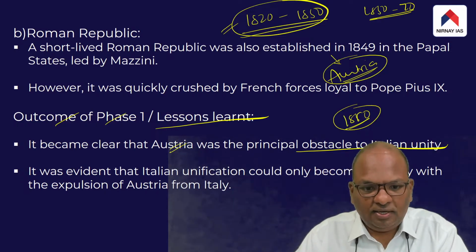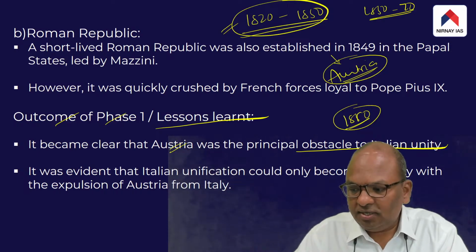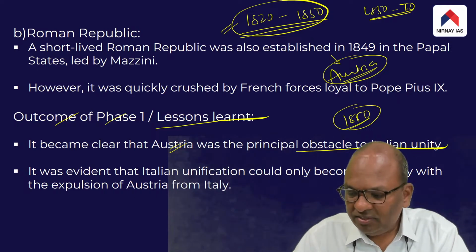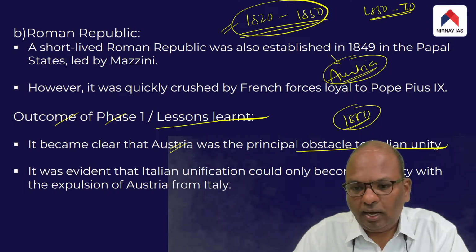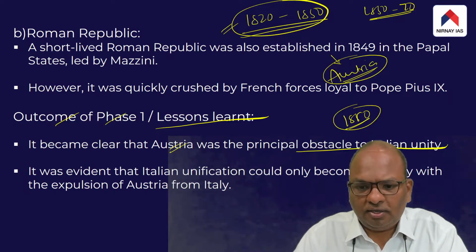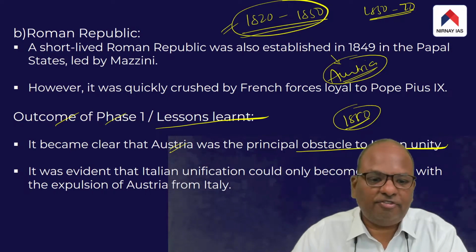So in the first phase itself, a lesson was learned that the chief power stopping Italian unification is Austria. And it also became very clear that as long as Austria continued to have its influence in Italy, Italian unification can never become a reality. This was the conclusion to which the politicians of Italy came by about 1850.